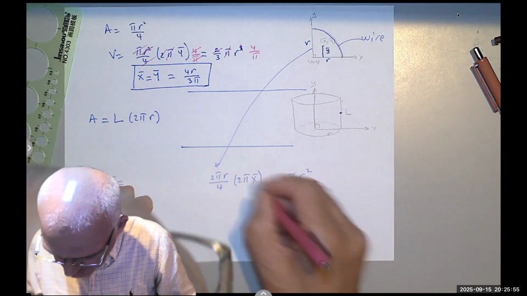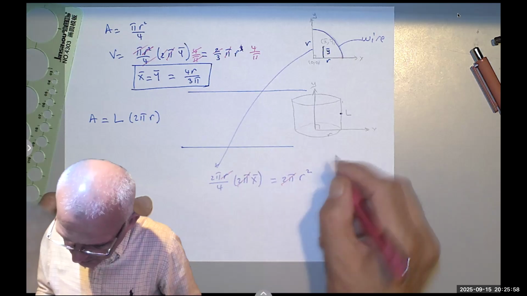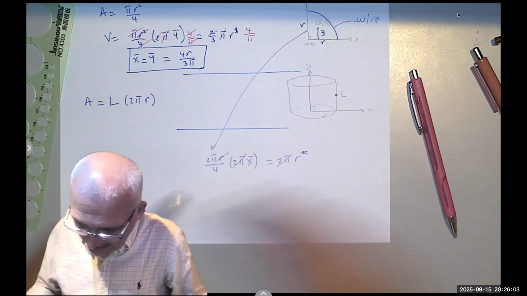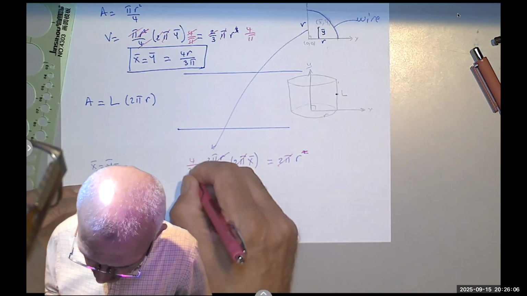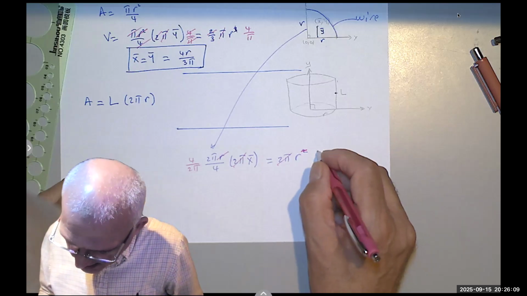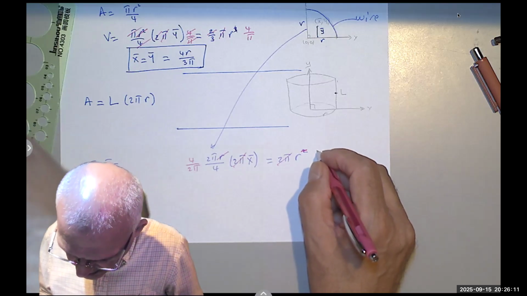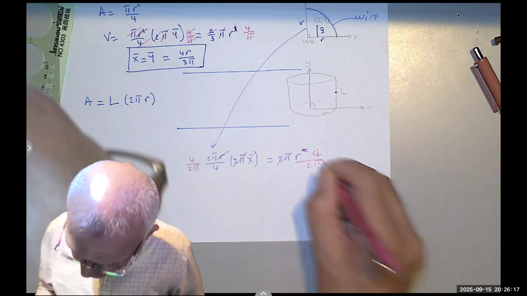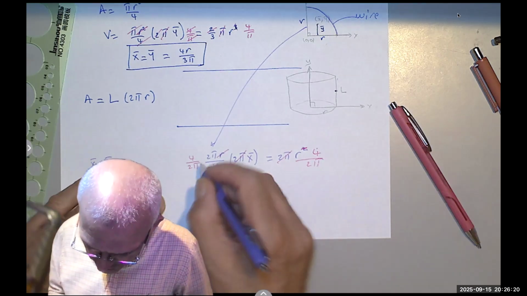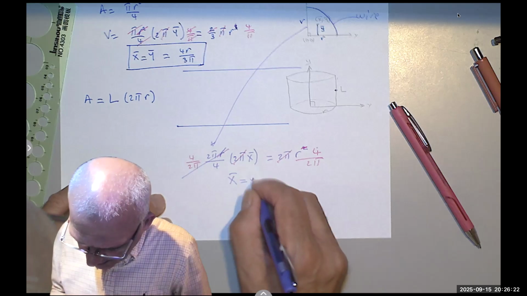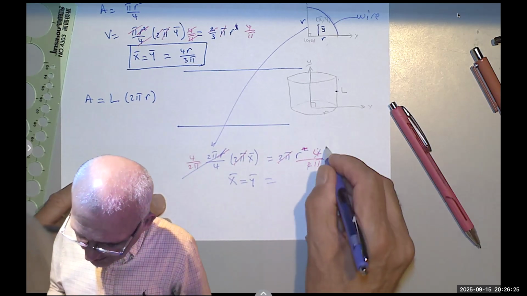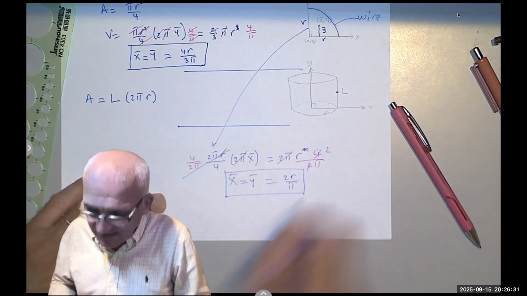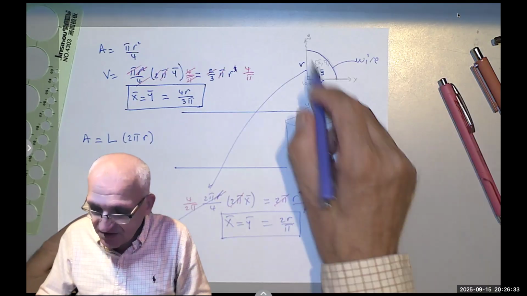Simplifying, 2 pi and 2 pi cancel, r with the square cancel, dividing, or if I multiply by 4 over 2 pi, this will give me x bar or y bar, and the 4 and the 2 would make 2r over pi. And that is the centroid of this shape.